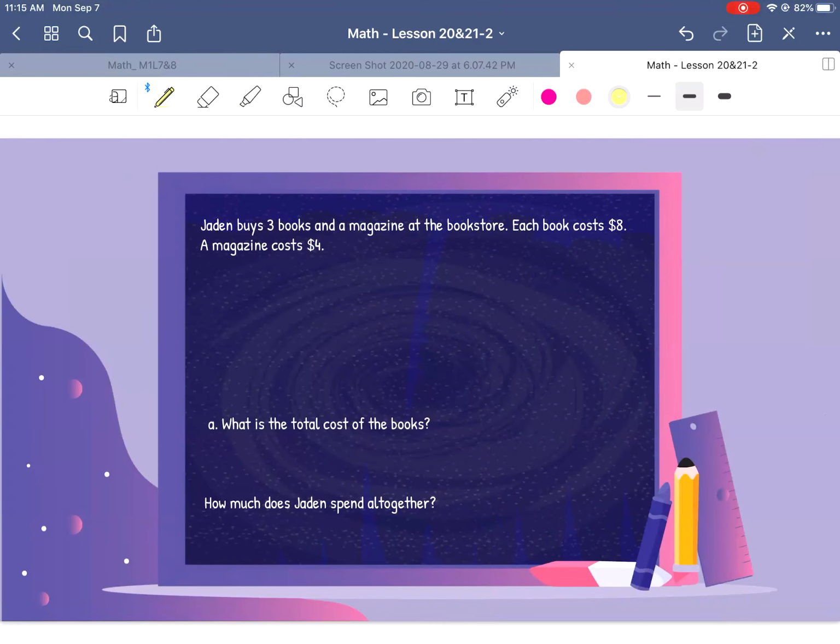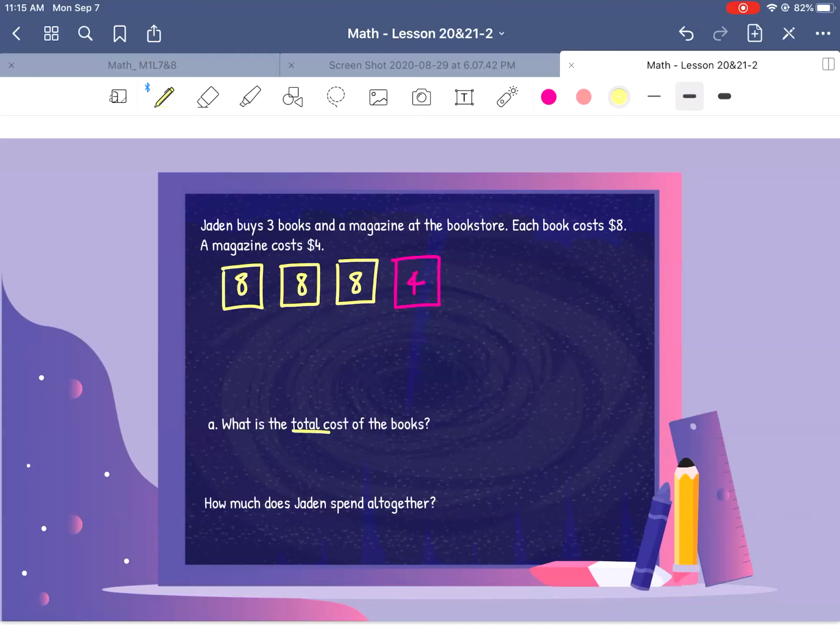So let's have a look at our first question. Jaden buys 3 books and a magazine at the bookstore. Each book costs $8, a magazine costs $4. So here I'm going to draw the 3 books and a magazine to help you get the picture. So my magazine is $4, whereas my books are $8.